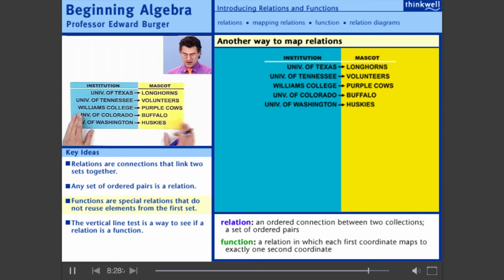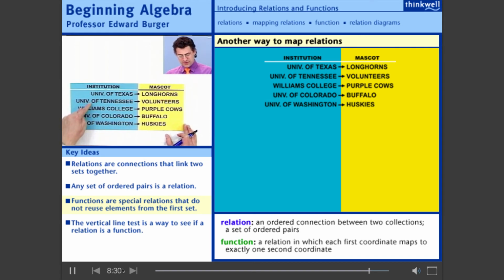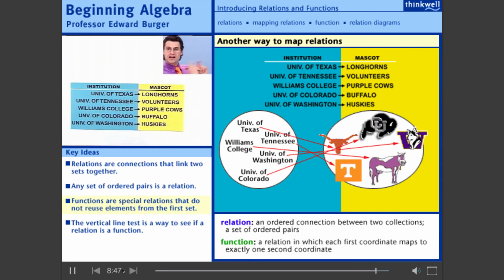It is a function because each one of these schools is associated with only one thing here. And there's no University of Texas has the Longhorns and the Beavers. There are no beavers at the University of Texas. So in fact, this is an example of a function. If you drew that little chart, in fact, I'll just draw it over here. Take a look at this. There it is. There's the chart right there. And you can see out of every university, there's only one arrow emanating going to the mascot. So this relation is actually an example of a function.